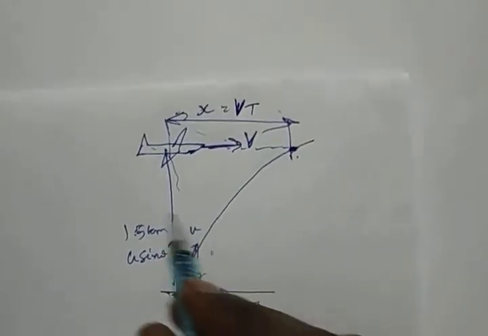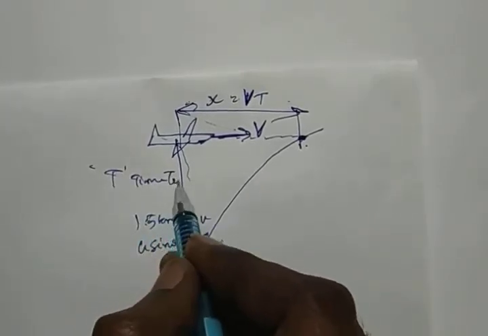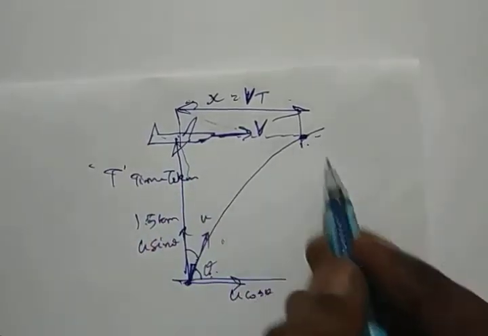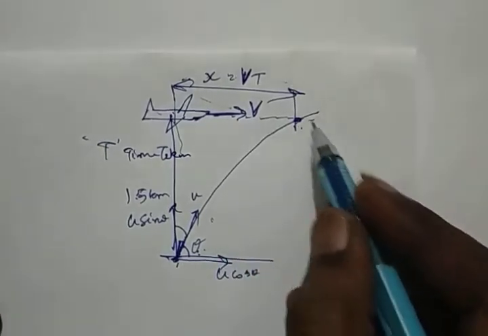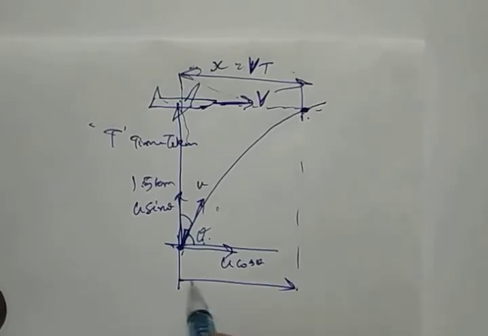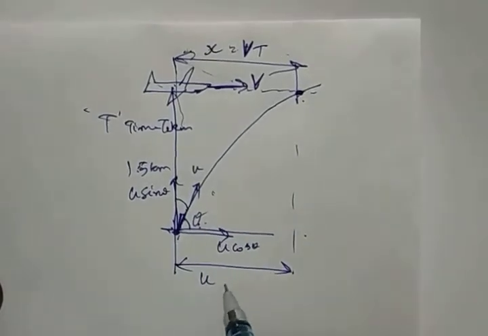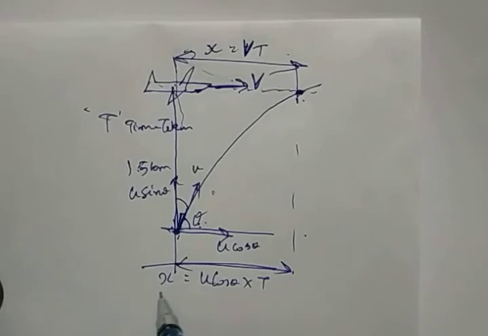If t is the time taken for the flight to go from here to here, the same time is going to be taken from here also. So what is the distance traveled from here itself? The distance traveled for the bullet to go from here to here is u cos theta into time. Same distance. So the range is going to be u cos theta into t.